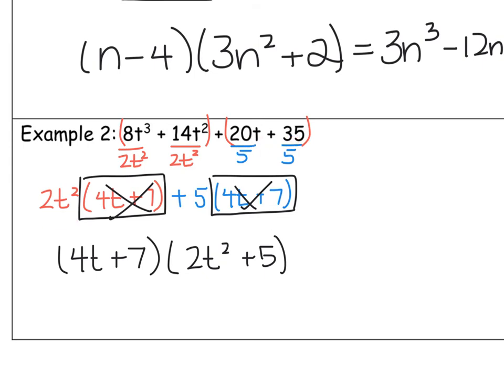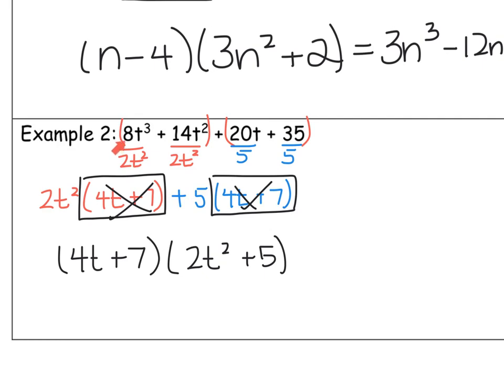20t plus 35, the GCF of 20 and 35 is 5. There's no variable GCF, so it's just plain old 5, so here's my 5. 20t divided by 5 is 4t, 35 divided by 5 is 7. So these two terms match, 4t plus 7, 4t plus 7. That is my first factor. Once I factor out 4t plus 7, I'm left with 2t squared plus 5.